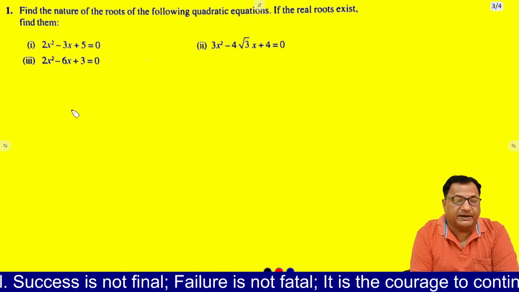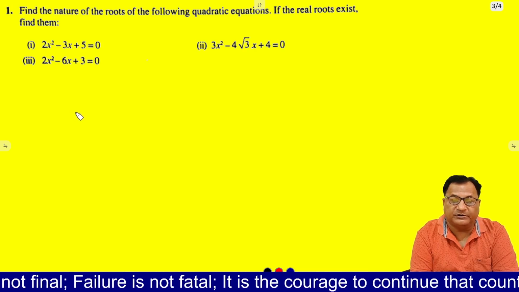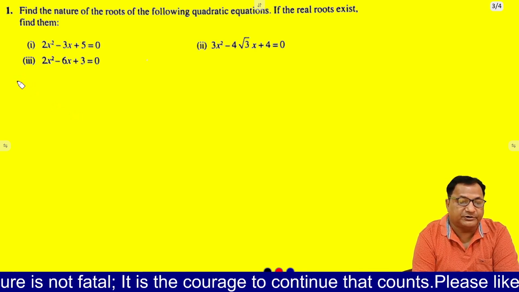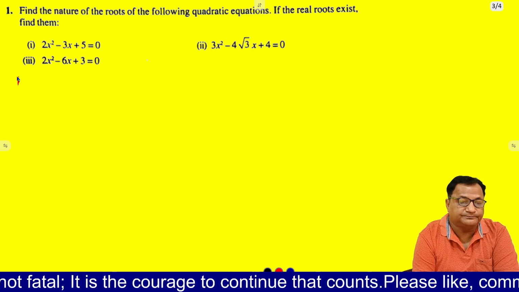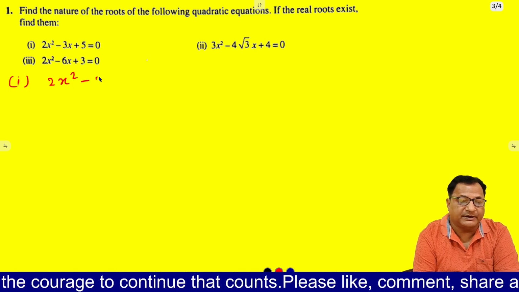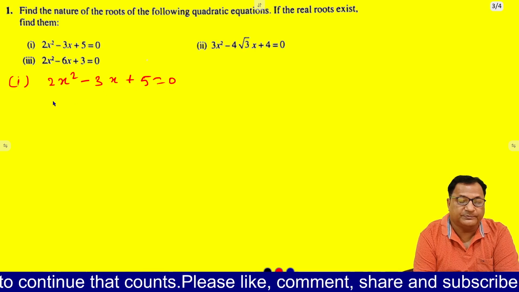Question number 1. Find the nature of the roots of the following quadratic equation. If the real roots exist, find them. Let's see question number 1. The equation is 2x square minus 3x plus 5 is equal to 0.